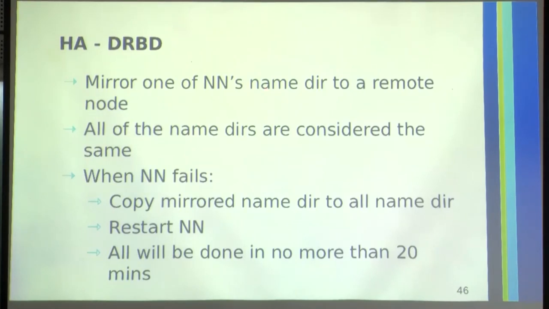So mirror one of the name node's directories to a remote node. The name node might store this name directory on other nodes, maybe some of the data nodes in the system. It's keeping copies on other machines. They're all the same. When it fails, you copy the mirrored name dir to all the name dirs and restart the name node. It could take a little bit of time. It's not perfect, but it recovers from a certain kind of failure where the directory might fail in some way.